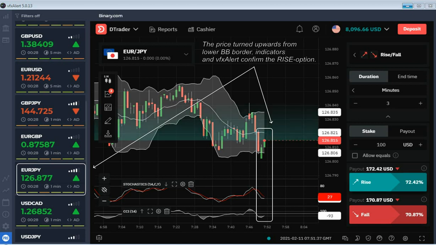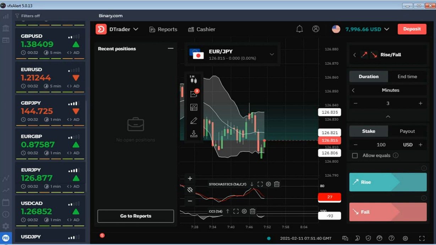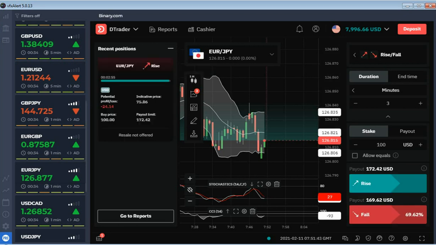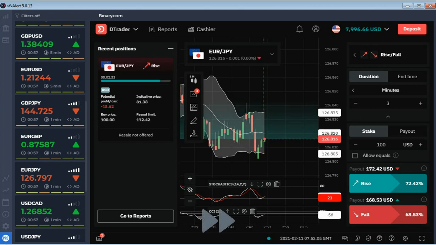Rise option for Euro-Yen. Start of uptrend from the lower Bollinger. Indicators are also turning up. We open only one option until we compensate for losses on the second transaction.